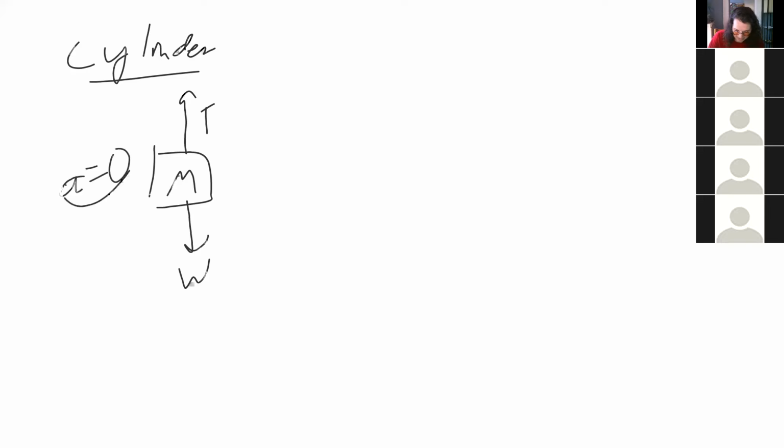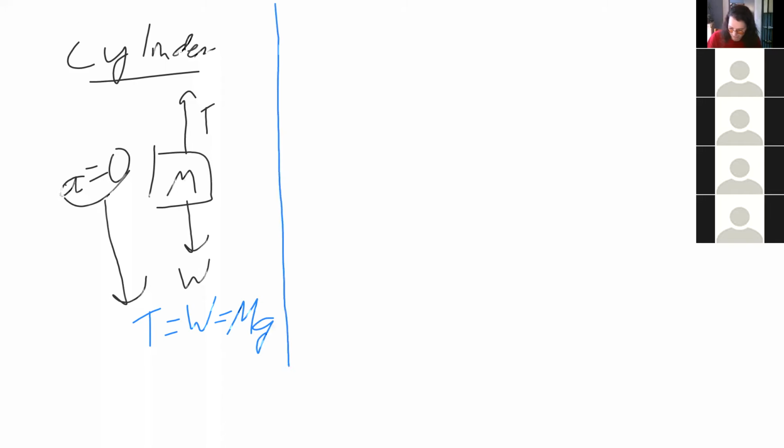As a matter of fact, that means your tension and your weight cancel out. In other words, the tension is equal to the weight, which is equal to big M times G. That's basically all you need to do with the cylinder, the hanging thing. The bulk of the problem is going to come from the puck.